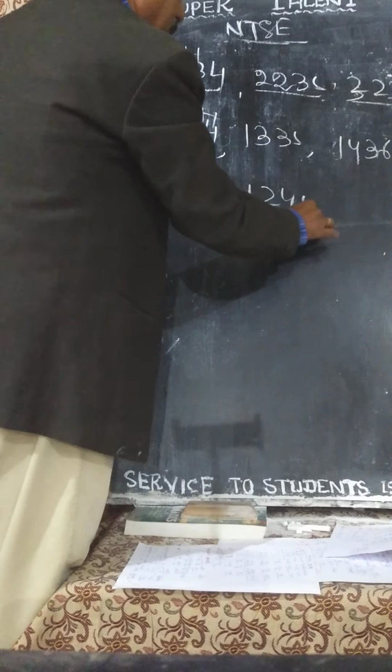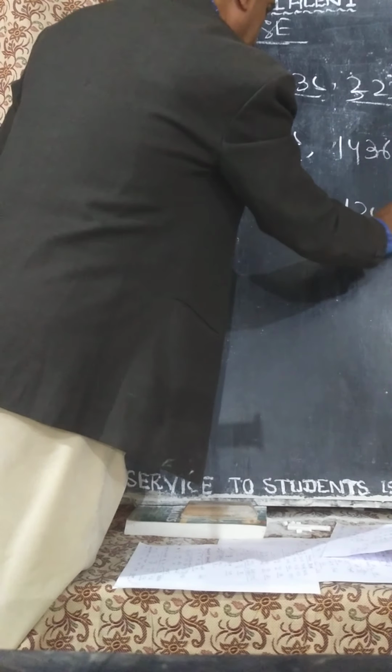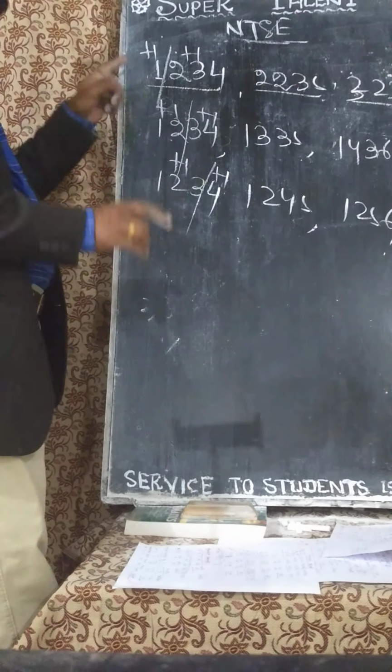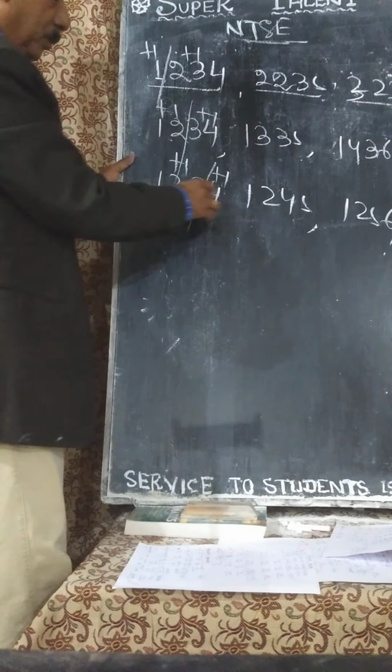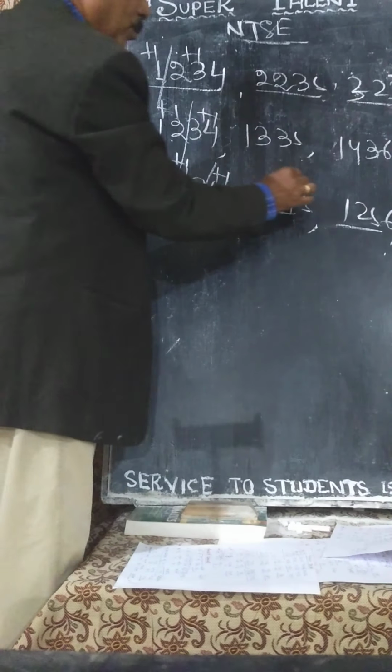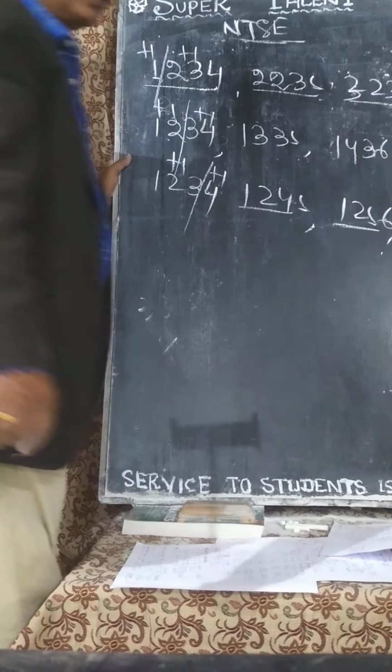1, 2, 4, 5, see the logic. 1, 2, 5, 6. What is this? See, make it plus 1. Practice every one of them. 1, 2, 3, 4. 1, 2, 4. 1, 2, 5. 1, 2, 6. 4, 5, 6, 7. You see?